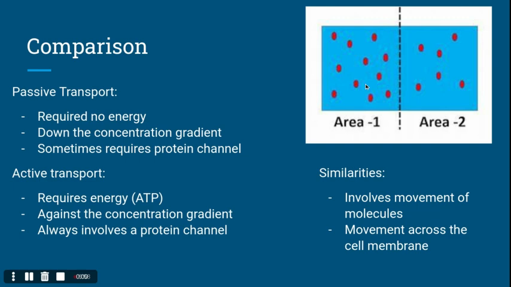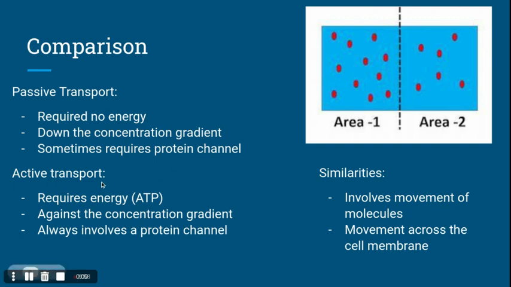So comparison. Let's talk about this picture right here. This is high concentration, as we can tell, and this is low concentration. So area 1 and area 2. Passive transport requires no energy. It happens naturally because it's going down the concentration gradient and sometimes requires a protein channel like in osmosis where water can't go through the actual cell membrane itself, and facilitated diffusion because the particles are too big.